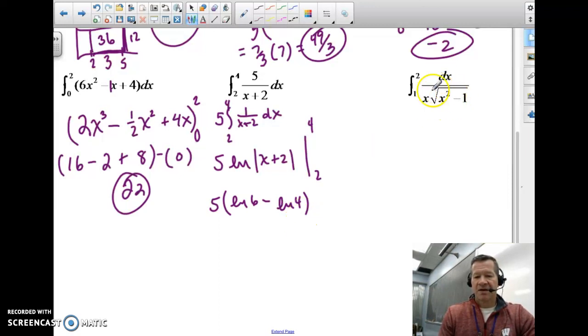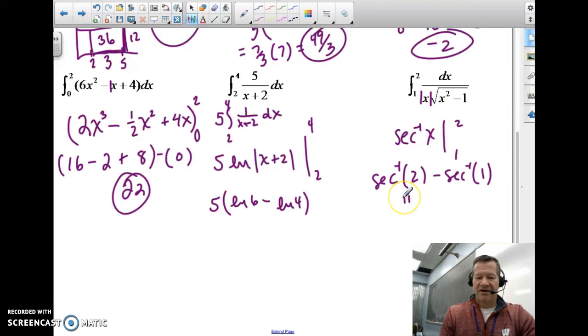Last one, hopefully you recognize this. This is like an inverse secant derivative. The only difference is usually you have an absolute value here, but again, it doesn't matter because the values are positive. This is the inverse secant of x from 1 to 2. So we take the inverse secant of 2 minus the inverse secant of 1, and that'll give us pi over 3 minus inverse secant of 1, which would be 0. That's pi over 3. Good luck.